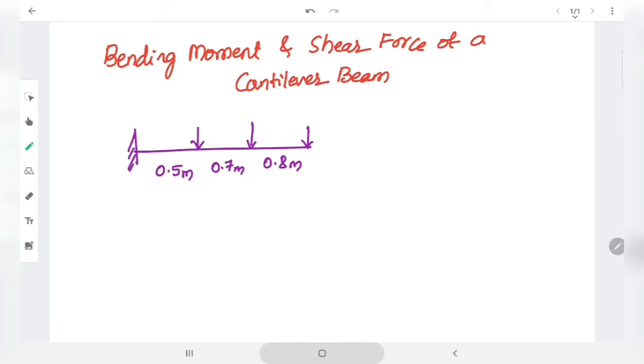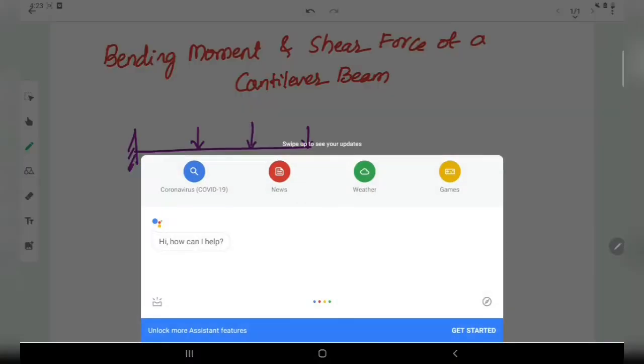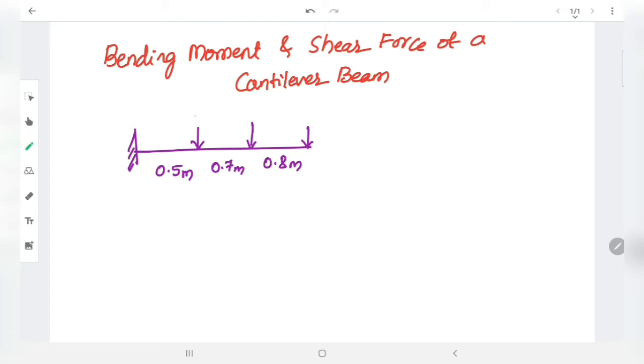Okay, here the forces are applied on it. The first one is 800 kilonewton, which is applied here. Next one is 500 kilonewton and another one is 300 kilonewton. These are the loads applying. Okay, so here first I will find out the shear force for the beam.